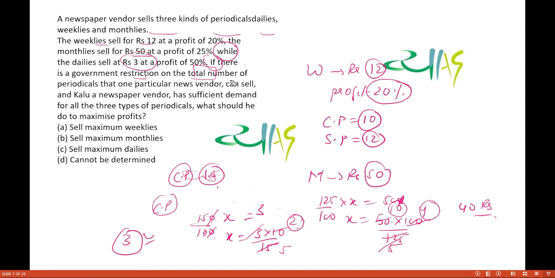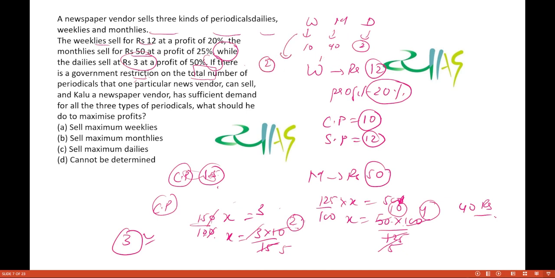Okay, so now you know the cost price for weeklies, monthlies, and dailies. What is the cost price for weekly? Weekly you are getting the cost price as 10, monthlies you are getting the cost price as 40, and daily you are getting the cost price as 2. Okay, now it is saying he has sufficient demand for all. What should he do to maximize profits? Now see, what is the profit he is getting on each? For this one he is getting 2 rupees profit.